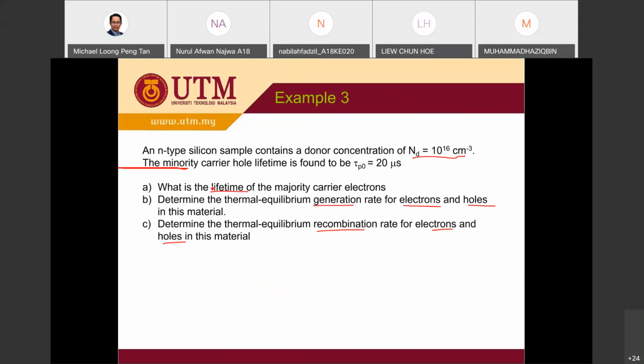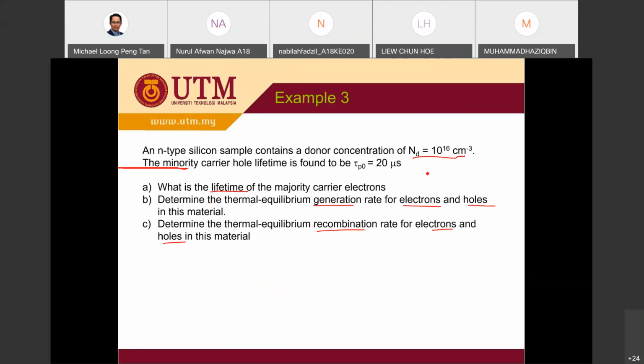microsecond. So what is the lifetime of the majority carrier electron? Now it's given this minority here. They want to find the lifetime, the tau, for the majority, so electrons because it's N-type. The second one is they want to determine the thermal equilibrium generation rate for electrons and holes, which means they want to calculate the big capital G_n and G_p. And this one is the recombination rate for electrons and holes, R, big capital R, no prime, R_n or R_p.